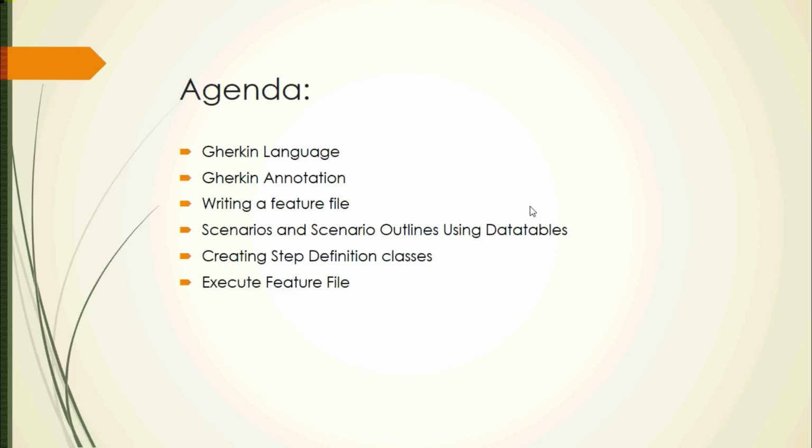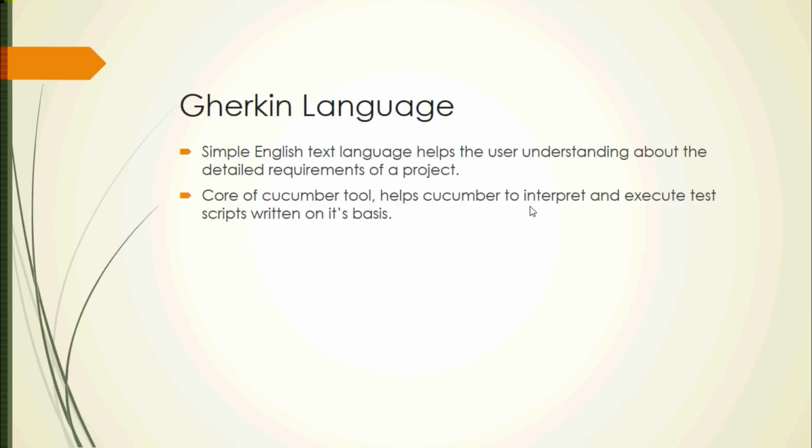So first let me tell you what the Gherkin language is. Gherkin language can be taken as the core of the Cucumber tool that helps Cucumber to interpret and execute test scripts written on its basis. Okay, and it's a simple English text language that helps the user understand the detailed requirements of a project.